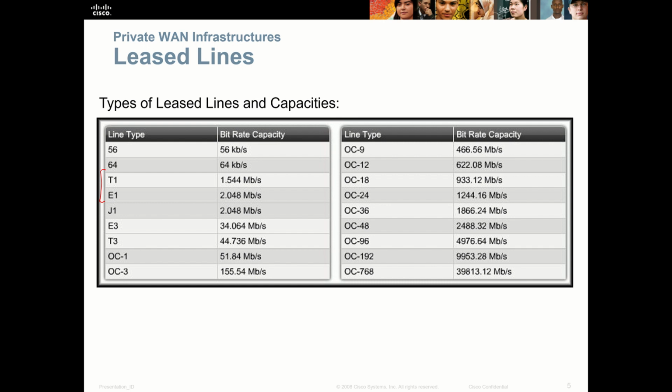Because it's not shared, it's very secure in comparison with the public internet, because the line belongs to the customer, belongs to the organization, and is not shared with other customers. So that's the main benefit, even though the speed looks low.